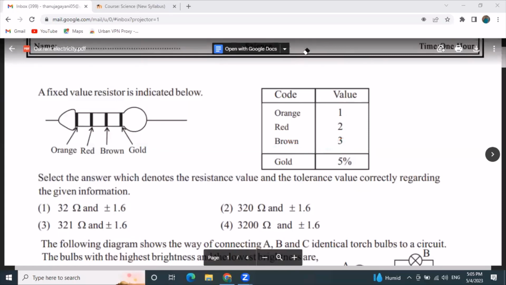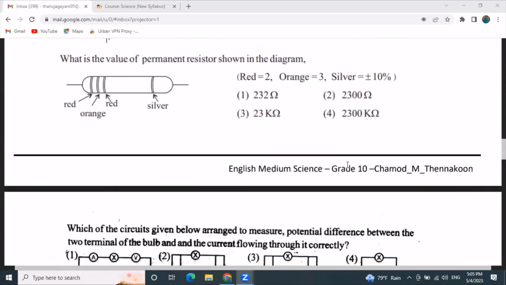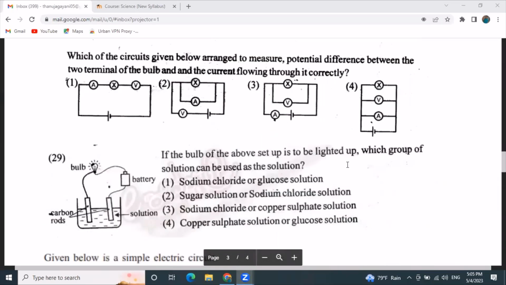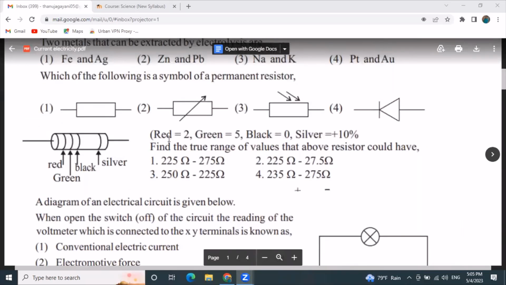And the next error is here. The value of red is 2, it's okay, it's correct. The value of green is 5, it's okay, it's correct. It's not black. Make this brown. And the value of brown is 1.